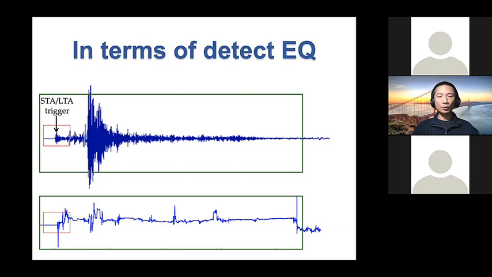We can actually use a much longer waveform to design an algorithm that determines whether the waveform is due to an earthquake or not, for higher accuracy. So we designed a convolutional neural network that basically takes the waveform as an image and asks the question whether this is due to an earthquake or not.